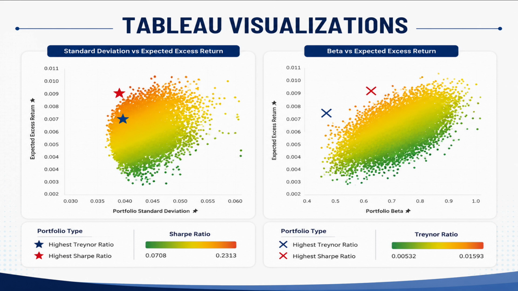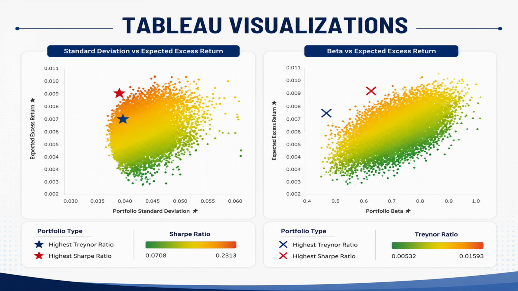The second scatter plot shows portfolio beta on the x-axis and expected excess returns on the y-axis. Beta measures systematic risk, or the risk that comes from overall market movements and cannot be eliminated through diversification. In this visualization, the color scale represents the Treynor ratio. The portfolio with the highest Sharpe ratio is marked with a red X, while the portfolio with the highest Treynor ratio is marked with a blue X. This allows us to see which portfolio provides the greatest excess return relative to its exposure to market risk.